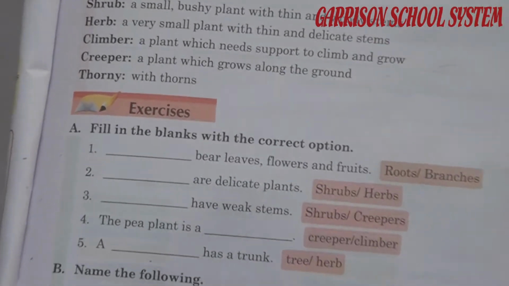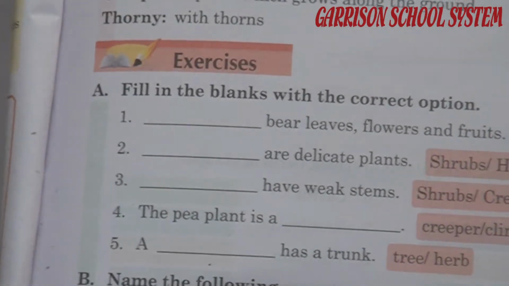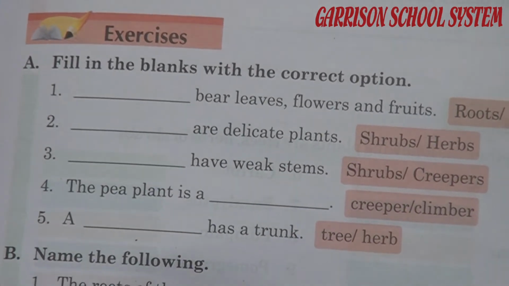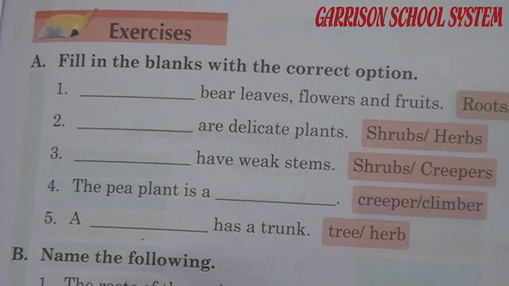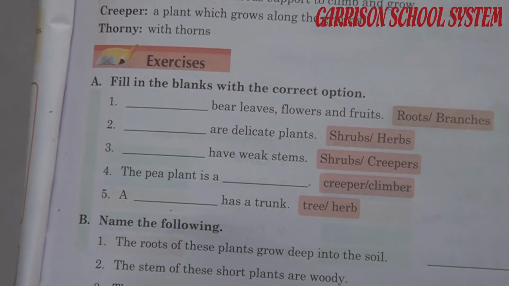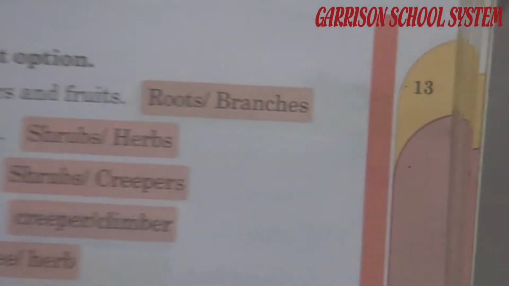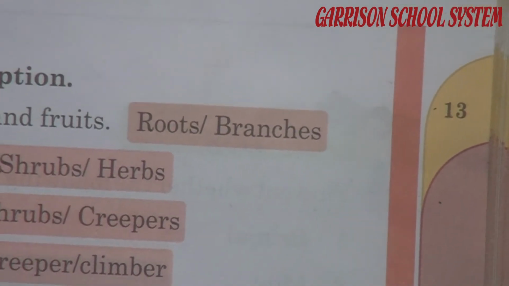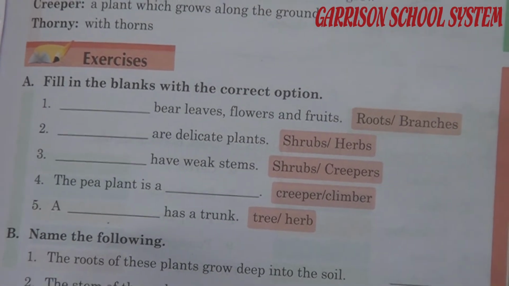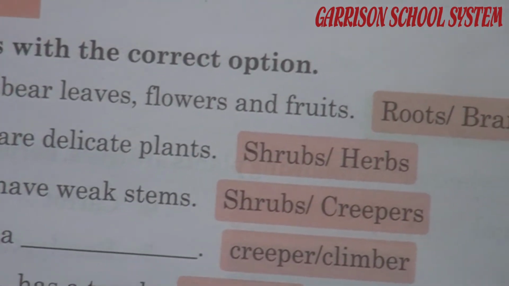Now come to page number 13. Here the exercise has started. The exercise part A, fill the blanks with the correct option. Every sentence has 2 options. You have to mark the correct option and fill in the blanks. Number 1 is dash bear leaves, flowers and fruits. Options are roots or branches. Branches is the right option. BRANCHES. And you can see the blank is at the start, so the B for branches is in capital.